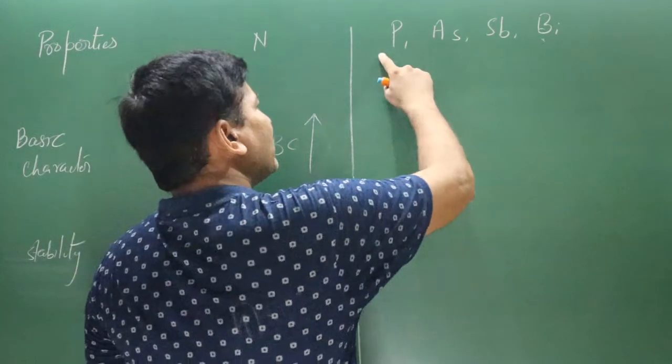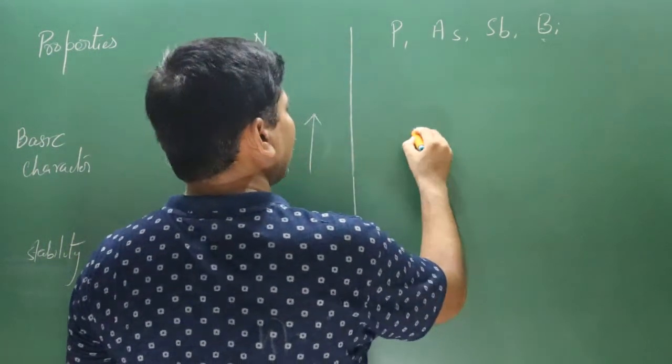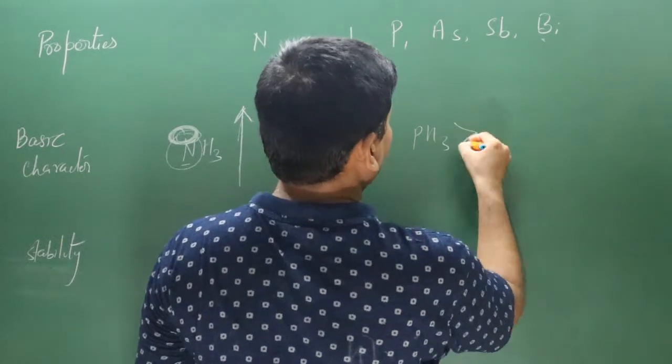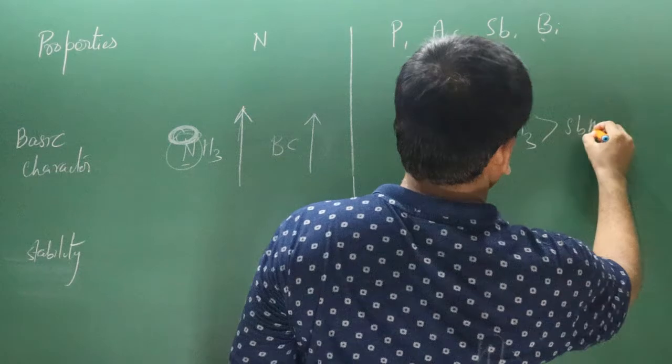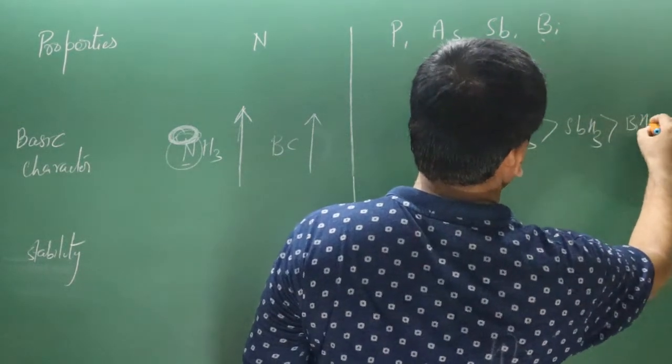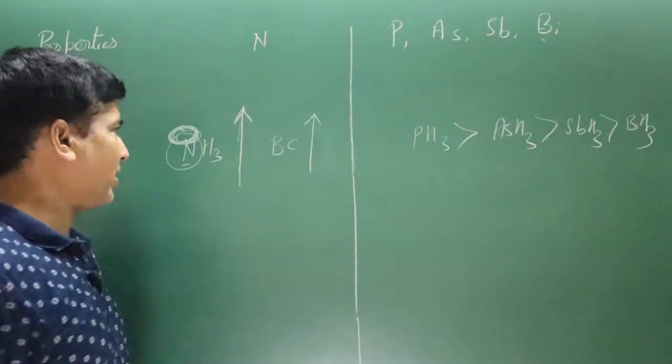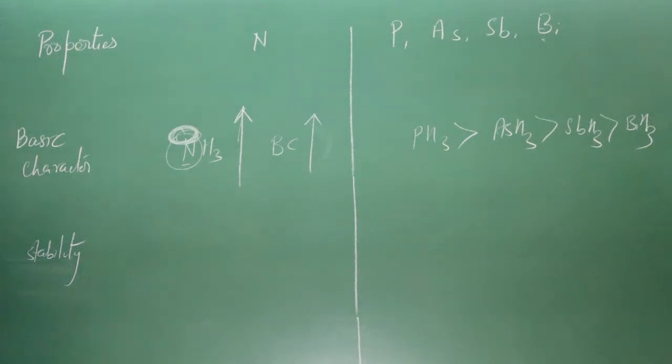But the hydrides of the other elements are less basic in nature. PH3 is there, then arsenic hydride, antimony hydride, and then bismuth hydride. The hydride of nitrogen is highly basic in nature because nitrogen is highly electronegative.